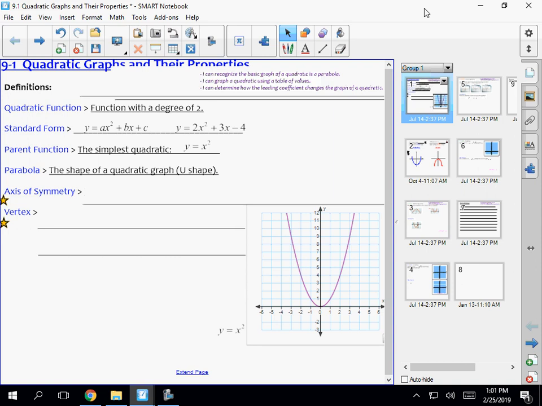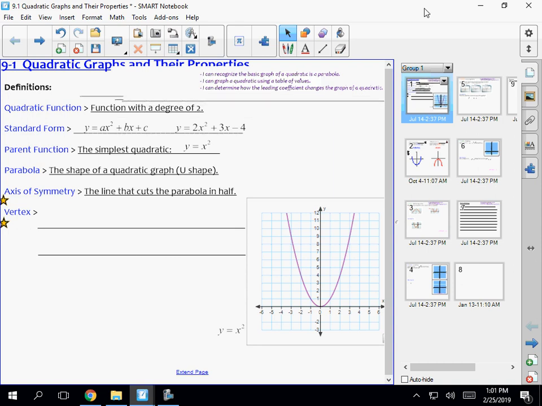Axis of symmetry. It's the line that cuts the parabola in half. It goes right on through the middle. If you took your paper, creased it, and folded it over, one half would fold right over the other.